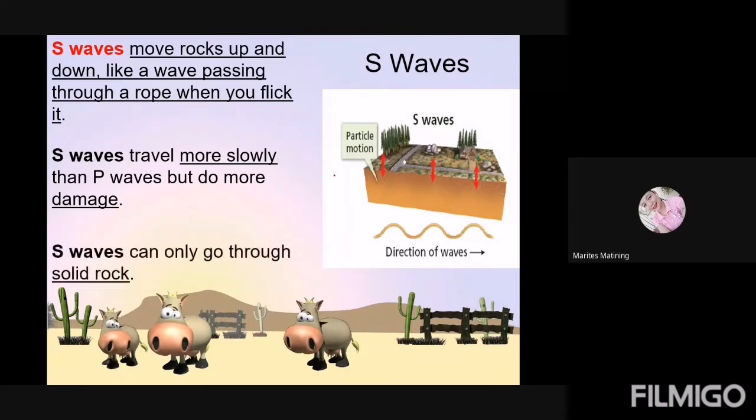Then, another one, S waves can only go through solid rocks. So, that's another difference. Ang P waves natin, kaya niyang mag-travel sa solid and liquid. Samantalang si S waves, saan lang siya pwedeng mag-travel? Sa solid rock lang siya pwedeng mag-travel. Okay, so that is our S waves.